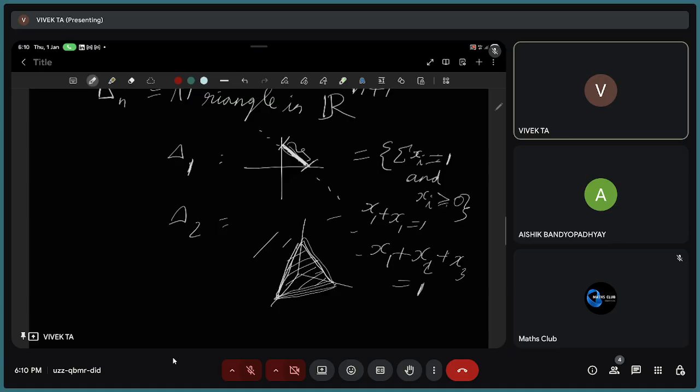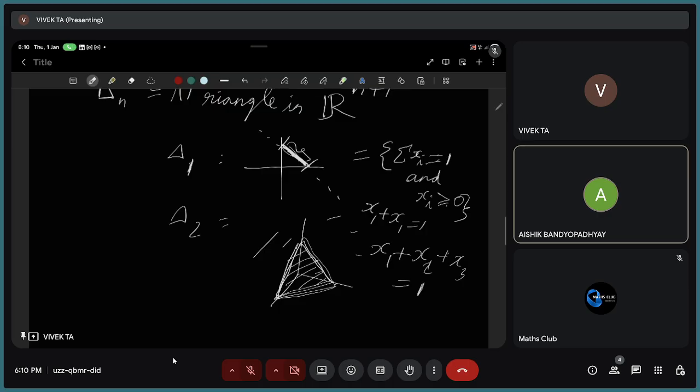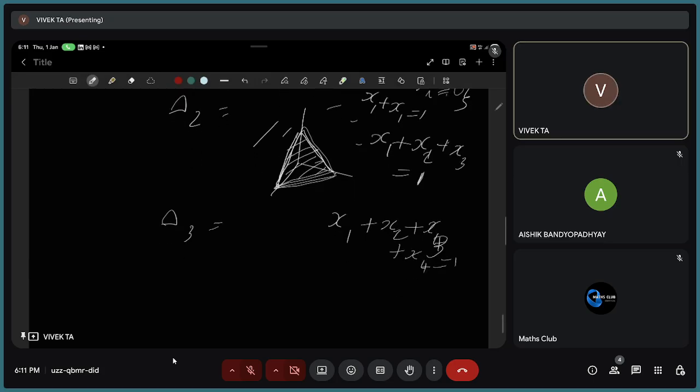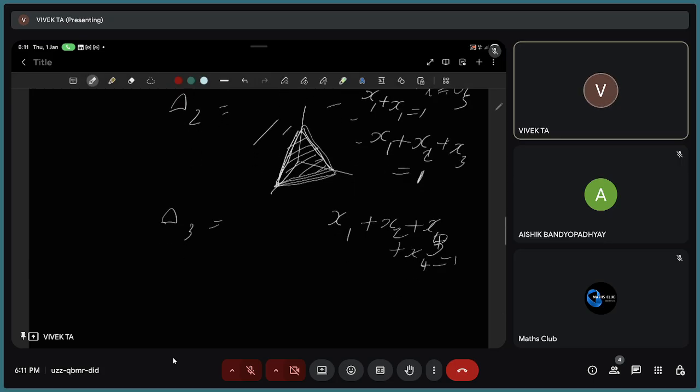But then delta 3, how do we define it? Again, in the mathematical way, you define it as x1 plus x2 plus x3 plus x4 being equal to 1. So it defines a three-dimensional volume, so a three-dimensional plane. So it's an R3 in R4, but then you restrict it to the first quadrant of R4, and then you get a tetrahedron.